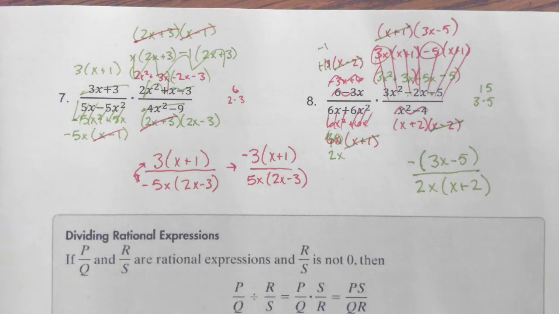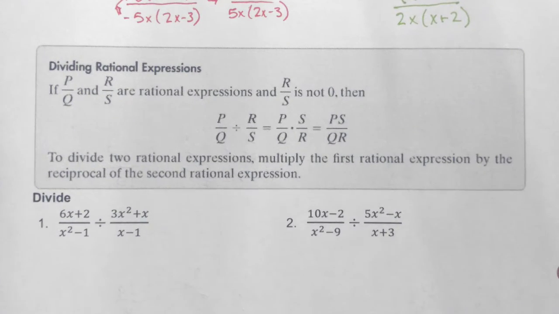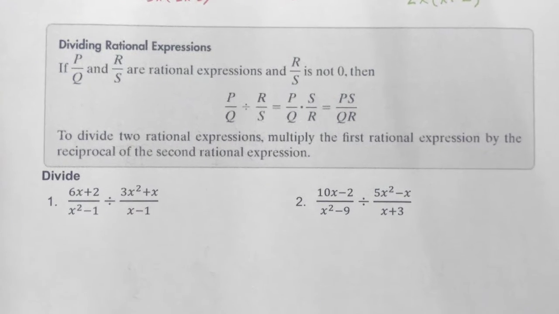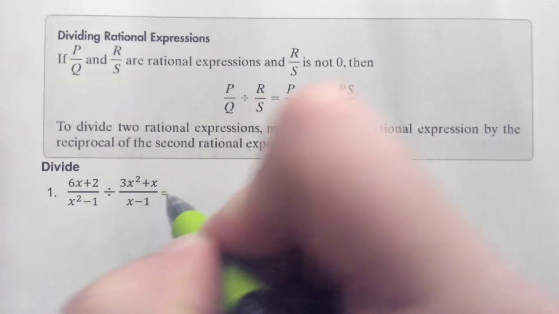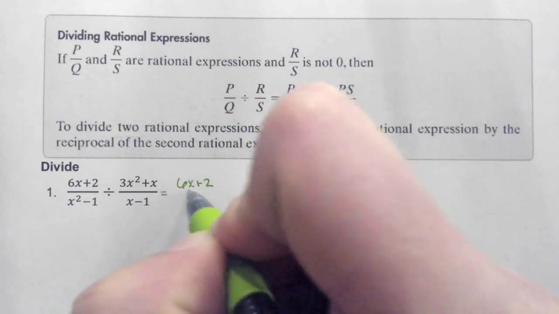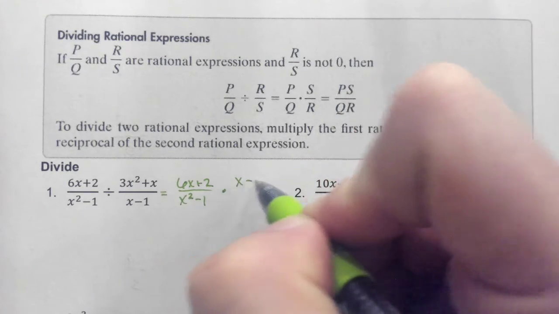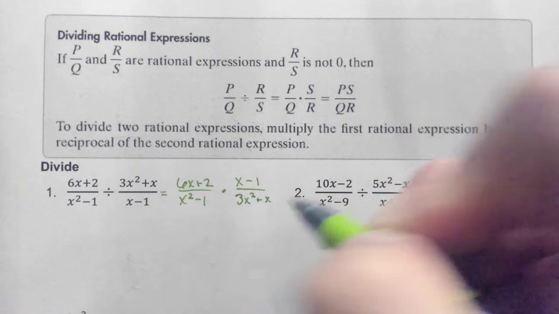Okay. Last section is division of polynomials. Just remember the rules when dividing fractions. You flip the second and you multiply. So really you never divide whenever you're talking about fractions. So the first thing I'm going to do is rewrite this whole thing with that one flipped. So I'm going to rewrite it as 6x plus 2 over x squared minus 1 times, just flip that one, x minus 1 over 3x squared plus x.